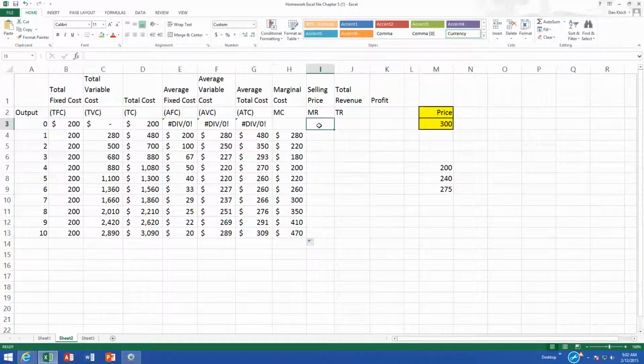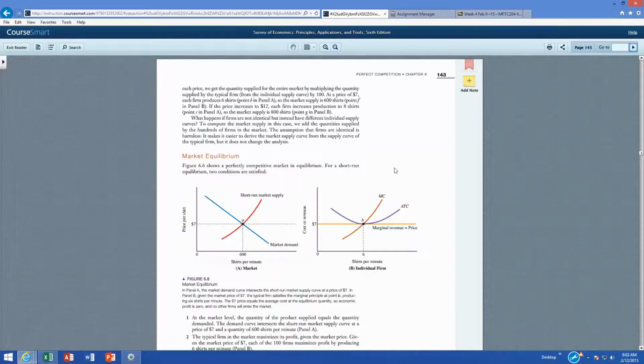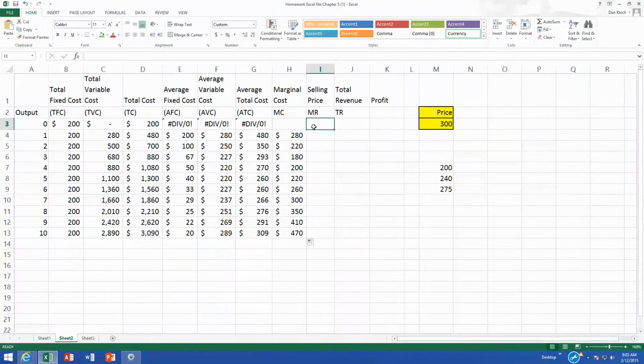And then we're just going to do the marginal revenue. And again, marginal revenue, remember, if I go back to the textbook here, this is page 143, right? Notice my marginal revenue is the same, it doesn't vary with the level of output because I am a price taker. I take what the market gives me. So back in the Excel spreadsheet, for each unit of output sold, I'm going to get the $300 here. So I'm just going to do equal here, even at 0.